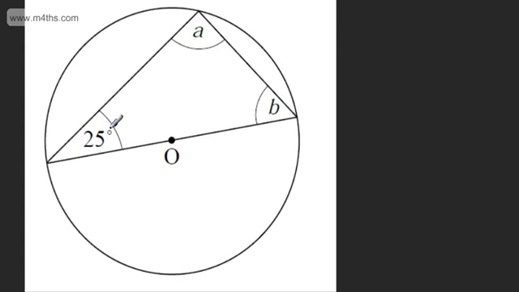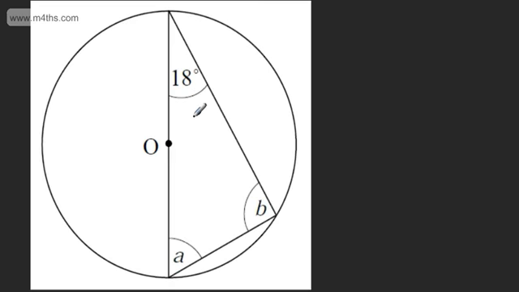This one right here, we've got a diameter, we've got the O, the centre here, we've got 25, B and A. We know that angles in a semicircle are 90 degrees, or they have a 90-degree right angle. So there's our 90-degree right angle. So 90 plus 25 gives me 115. We need this to add up to 180 as it's in a triangle. So this must be now 65 degrees. 90 plus 25 is 115. 65 added is going to give us 180.